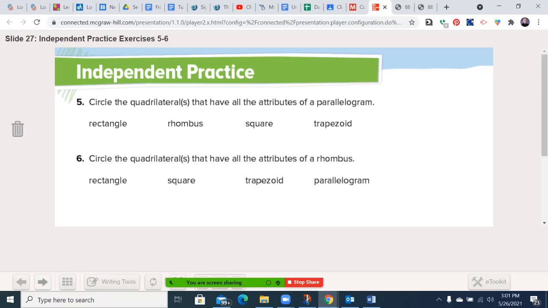All right, number 5, circle the quadrilaterals that all have the attributes of a parallelogram, and then the ones that have the attributes of a rhombus. Go ahead, pause the video, do that, and unpause the video when you're ready. Welcome back. We have a rectangle, a rhombus, and a square are all parallelograms, but not a trapezoid. And the ones that have the attributes of a rhombus, just a square, because all 4 sides are congruent in a square and parallel. So a square is a rhombus, but a rhombus isn't automatically a square.